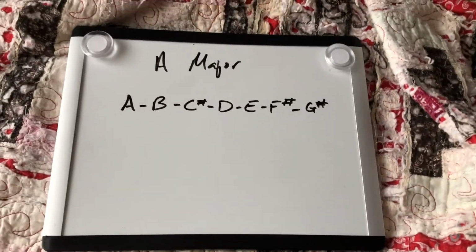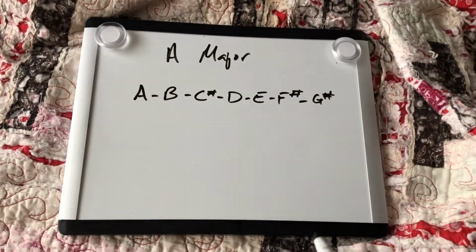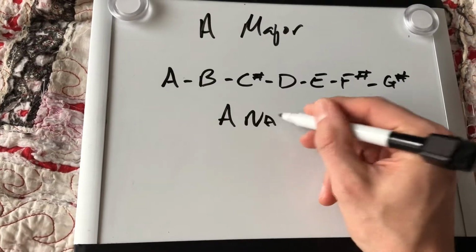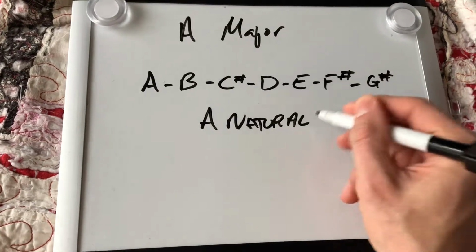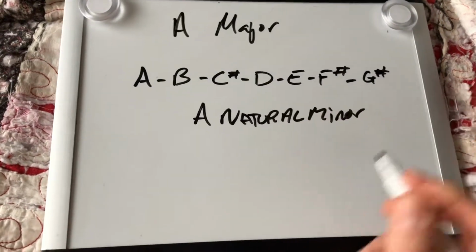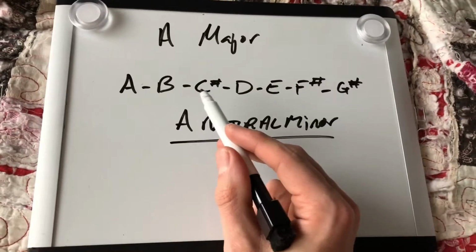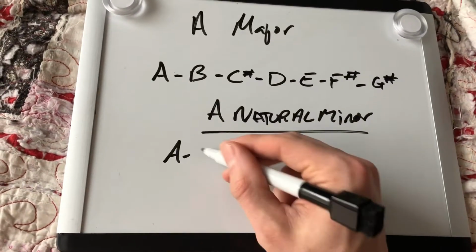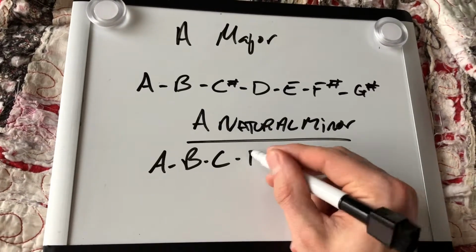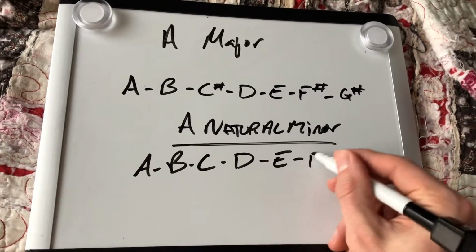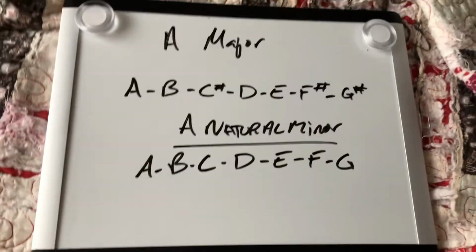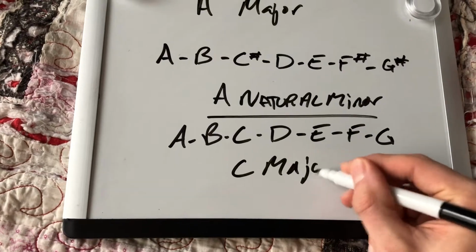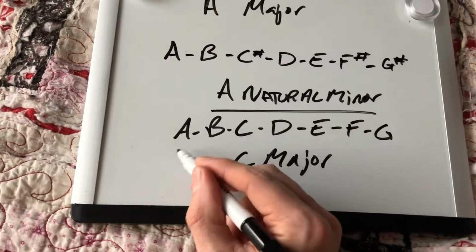Now here's something interesting. This is the A major scale. If we wanted to turn it into A natural minor, we would have to flatten the third, the sixth, and the seventh, and that would produce A, B, C, D, E, F, and G. Now what scale is this? This is the C major scale. You're just starting on this A note.